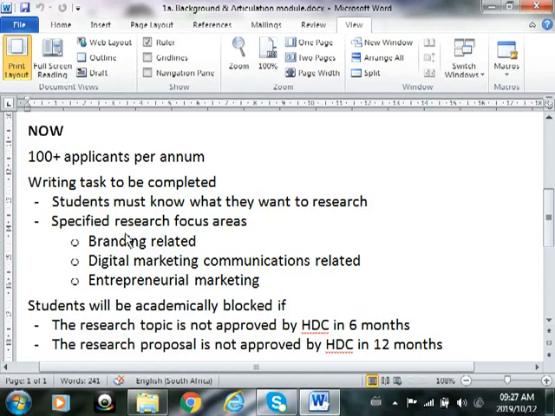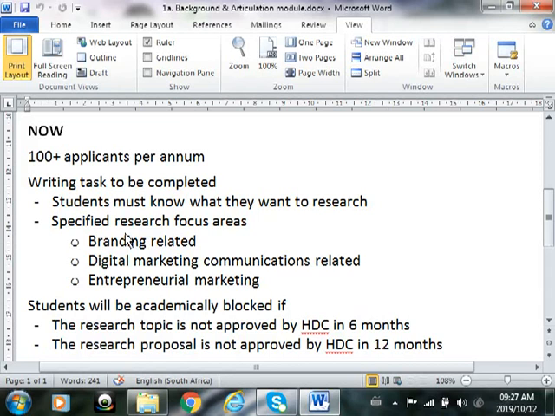So now with 100 applicants, can we just accept every single person that applies that meets the minimum requirements? No, we can't. We can only take as many students each year as the supervision capacity we have, and also not exceed our targets too much. So we are now implementing, like all the other departments do, a writing task. And this writing task will show us a few things. Firstly, it shows that students know what they want to research. And we are now pushing you in a certain direction to match our specialty areas, and Dr. Steenkamp will speak about that more.